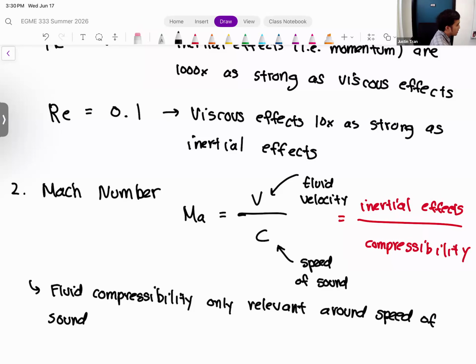So until your fluid velocity gets up to the level of the speed of sound, you can assume that the flow is incompressible. And that's a fairly safe assumption. So the threshold here obviously is going to be flows with a Mach number around 1. And so if your Mach number is 0.8, 0.9, 1, 1.1, that's when you should start to consider compressibility effects.